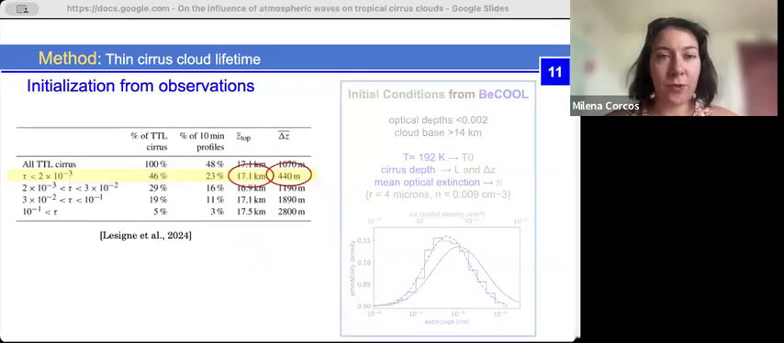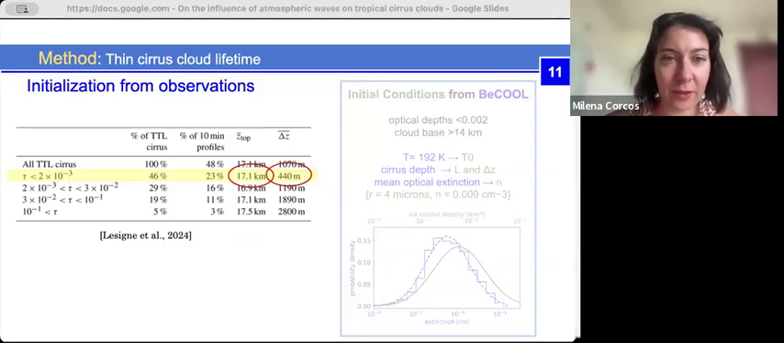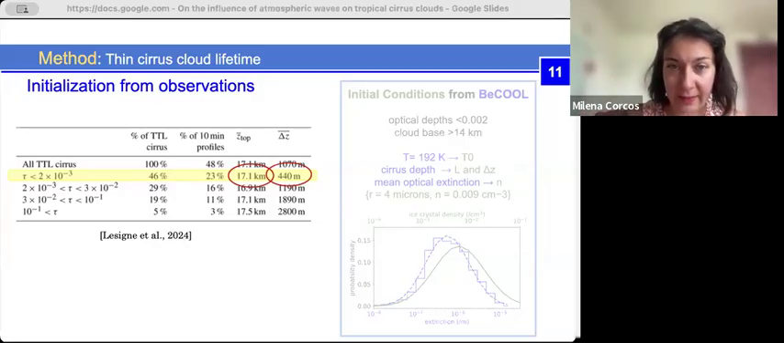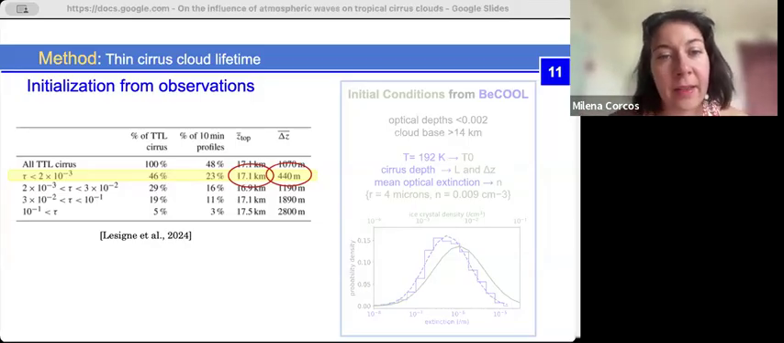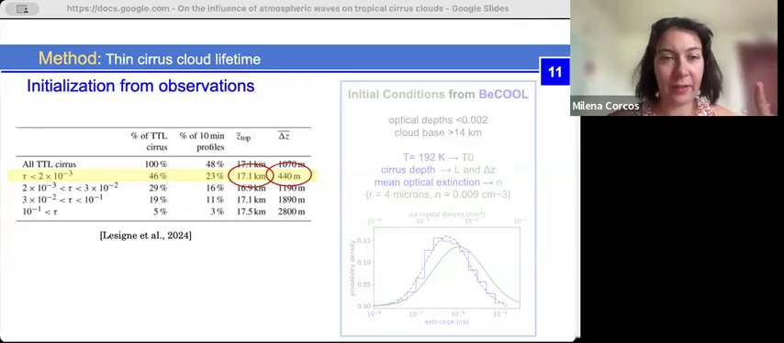So we wanted to constrain our simulations as much as we could with observations. To start, the initial cloud layer and initial conditions are directly constrained by these LiDAR BCool observations. We focused on the thinnest TTL cirrus observed during the campaign, with a small optical depth that I highlighted in yellow on this table, and which represent roughly half of the TTL cirrus observations.